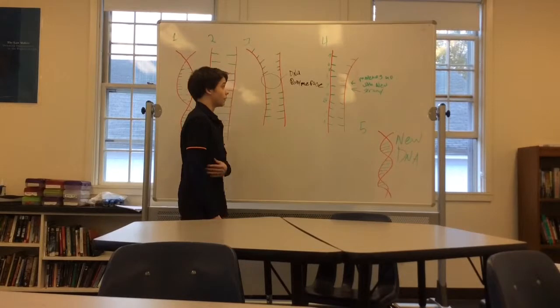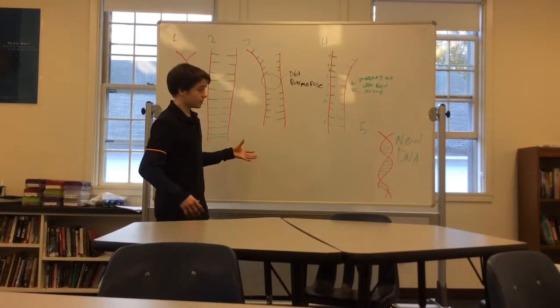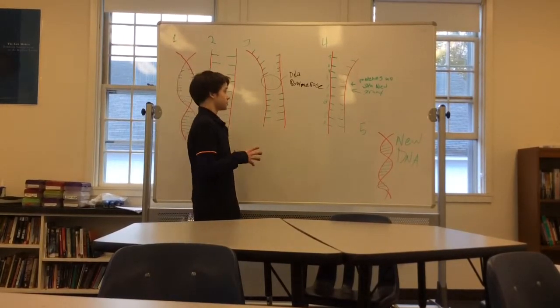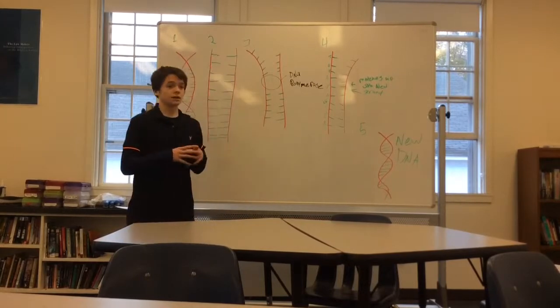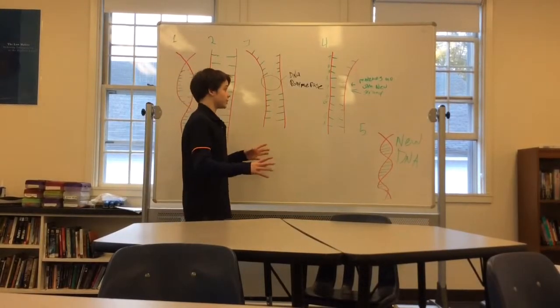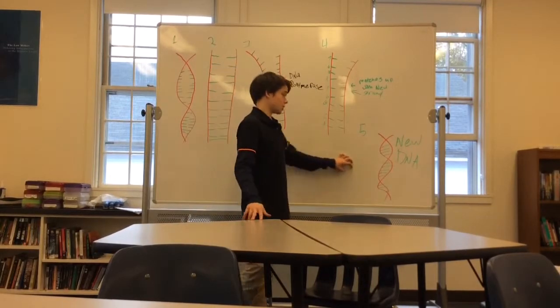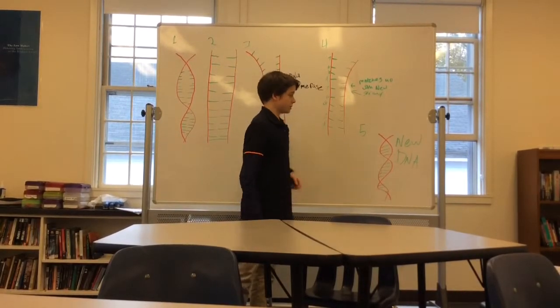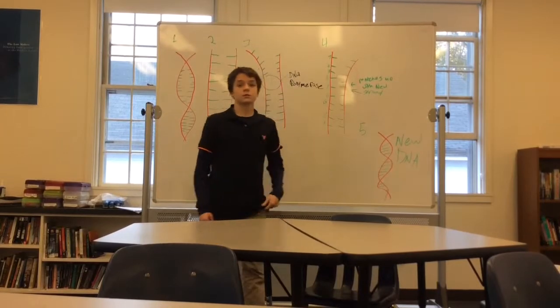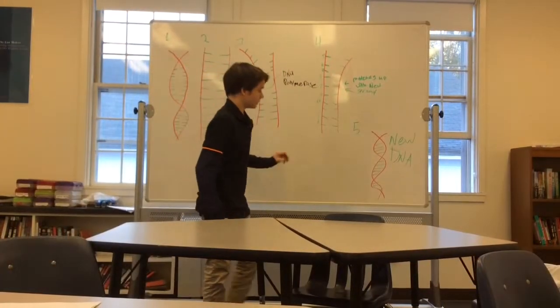So once all of them are matched up and the DNA is almost finished, an enzyme called DNA ligase finishes up and seals all the stuff together. And then once that's done, the new strand will wind itself back up, and then you have a new strand of DNA. Okay, so we have our new DNA strand.